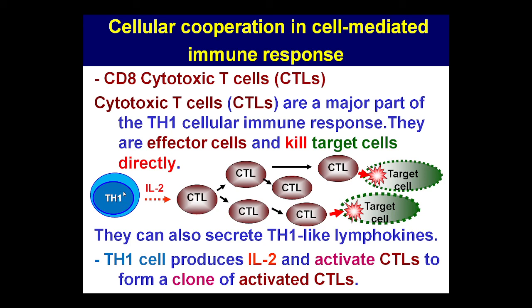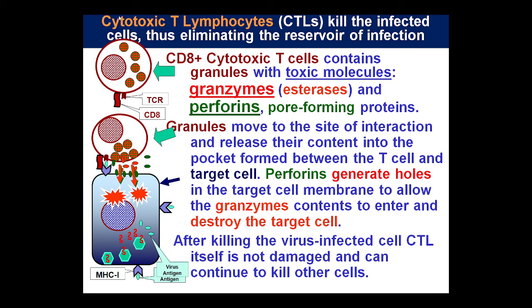These T helpers secrete interferon gamma, which maintains activation of cytotoxic lymphocytes, and interleukin 2, which maintains replication of all the cells, including cytotoxic T lymphocytes. They attack and kill target cells infected by the viruses. You see here how a CD8 cell with granules containing granzymes and perforins recognizes, by T cell receptor, antigenic peptide presented by MHC1 molecule on the surface of the target cell, this virus-infected cell.